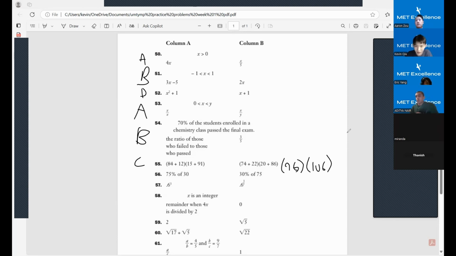But our other thing is going to be 74 plus 22, which we have to do first since it's in parentheses, and 20 plus 86, which is 106. And we'll notice that both of these things are just 96 times 106, so they're the same thing. So our answer is C. Next question.